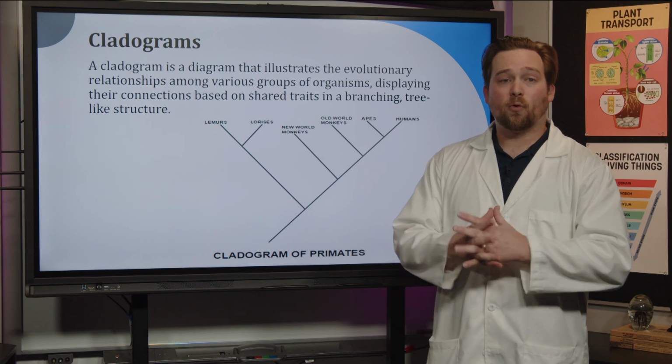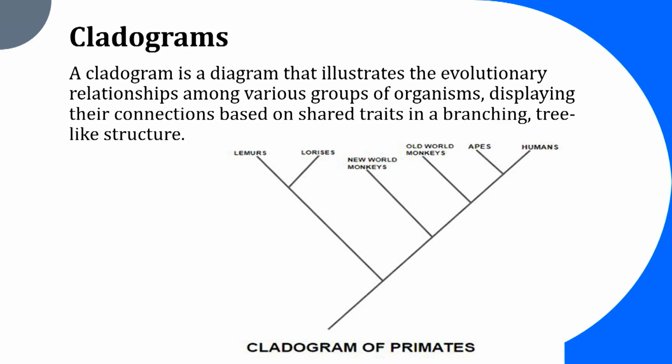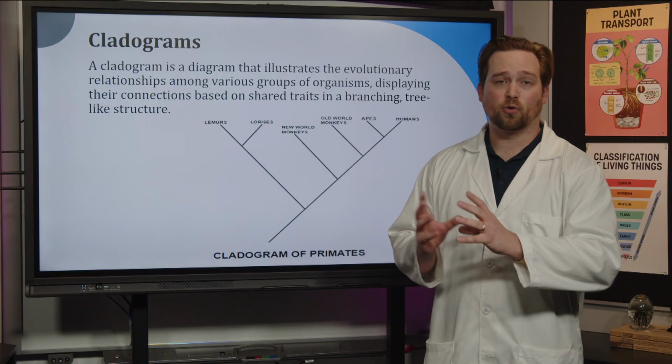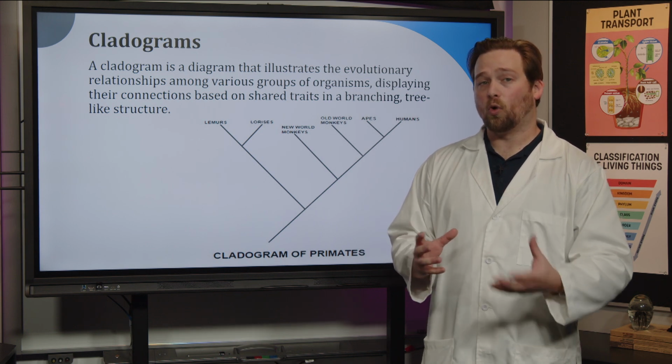Okay, the last thing I wanted to talk about is cladograms. A cladogram is a diagram that illustrates the evolutionary relationships among various groups of organisms, displaying their connectedness based on shared traits in a branching tree-like structure. So you can use this to find how closely these organisms are related to each other and what traits they share.